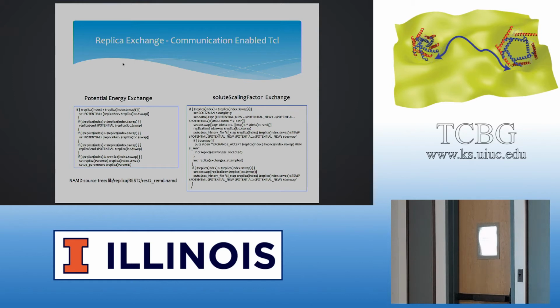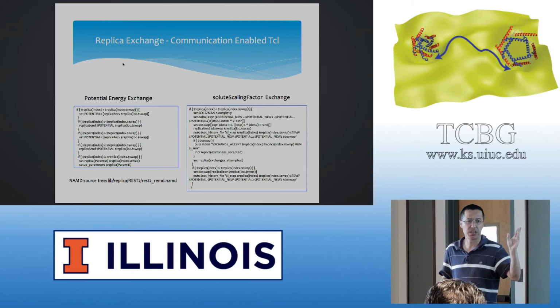NAMD will automatically calculate it for you. So at the end of the standard error file, NAMD will tell you the overall acceptance ratio between all neighboring replica pairs. Empirically, if the acceptance ratio is below 20%, you need to reset the interval of these two replicas. So any questions here? Need some particular details?